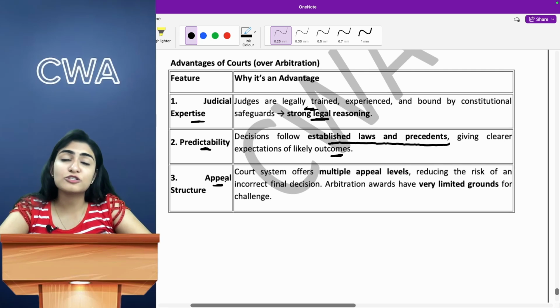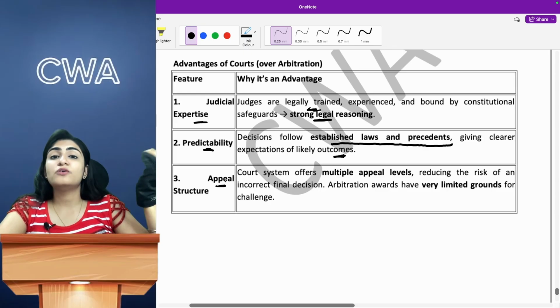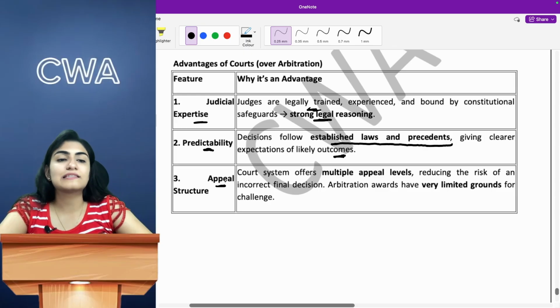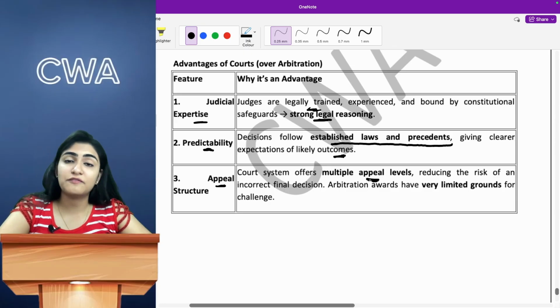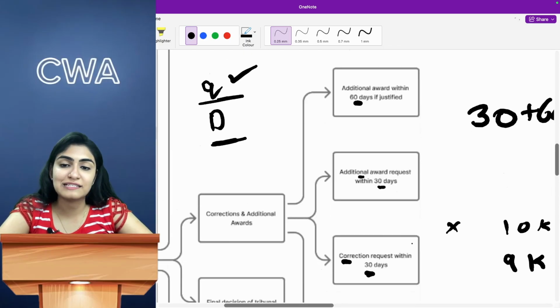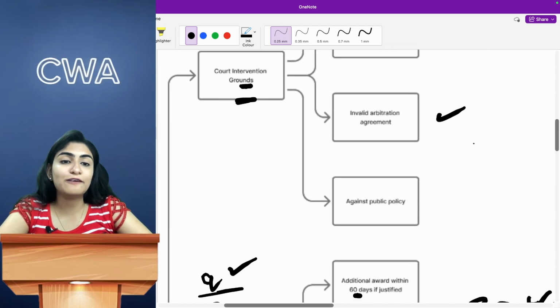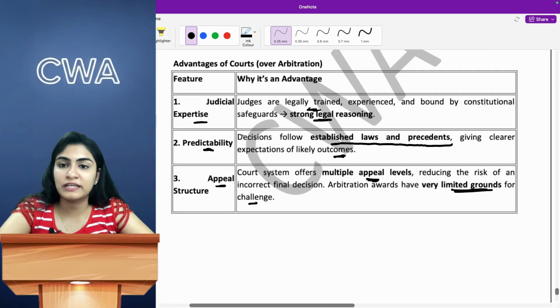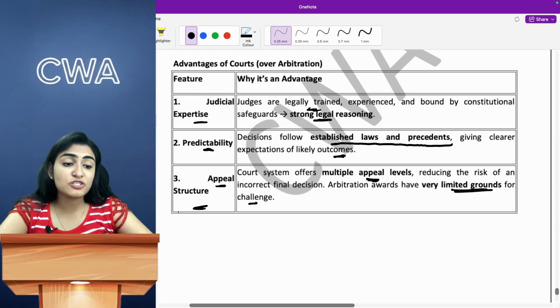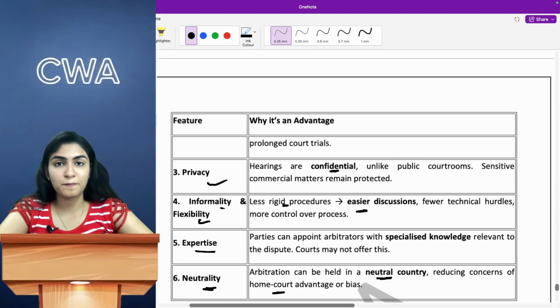Appeal structure, this is one of the most important points here: in arbitration the award is final and binding. You can go to court only in a few circumstances, but here if any party is not okay with the final judgment, you can go through multiple levels and appeal. In arbitration, there are very limited grounds to challenge, as we discussed. Court intervention is possible on only four grounds, but here there is no such restriction. If any party disagrees, they can go and appeal.